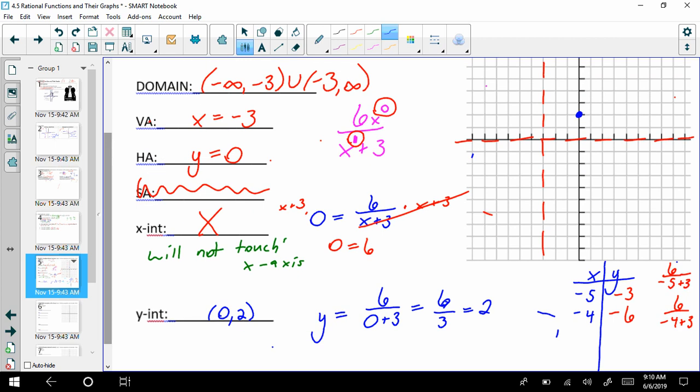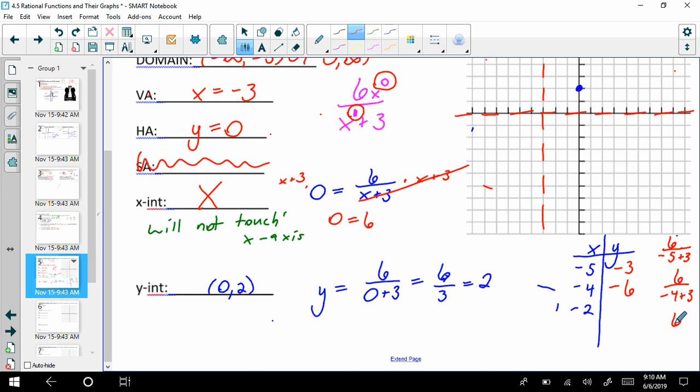Now let's pick some points on the right side of the vertical asymptote. So maybe, let's pick -2. So if I plug -2 in, that would be 6 over +1, so 6. Let's do one more. How about -1? So if I plug -1 in, I'd get 6 over 2, so I get 3 out. I don't care how many numbers you pick to plug in, and I don't care what numbers you pick. We just need more points.